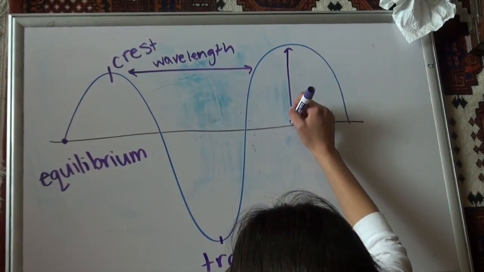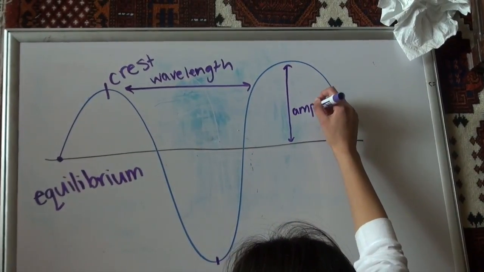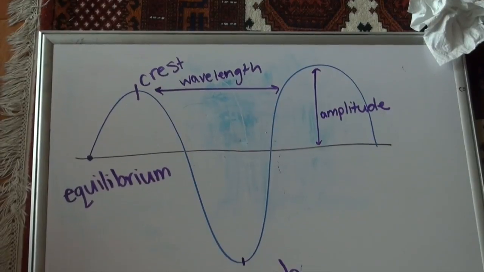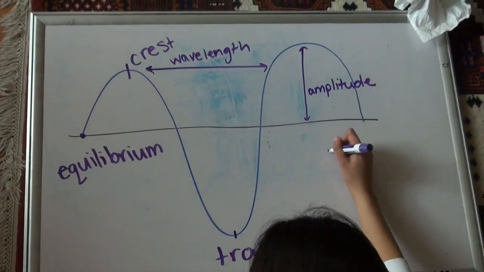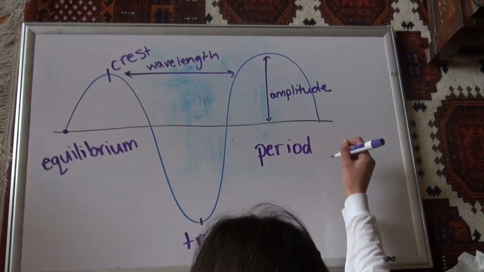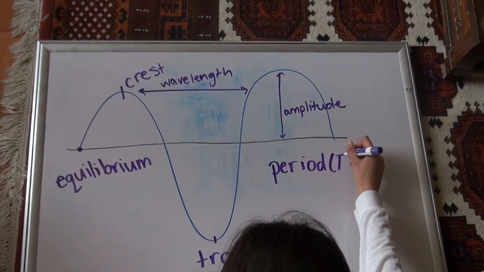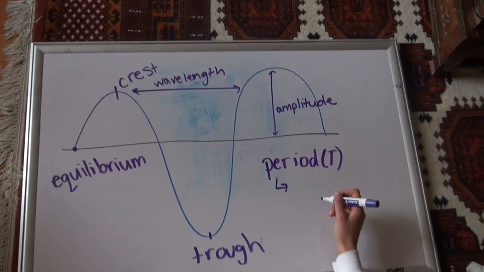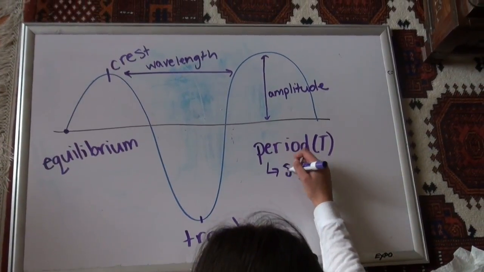The amplitude of a wave is simply the distance from equilibrium to a point of greatest displacement, which is the crest or the trough. The period of a wave is the time measurement of the particle in the medium to take one complete vibrational cycle.